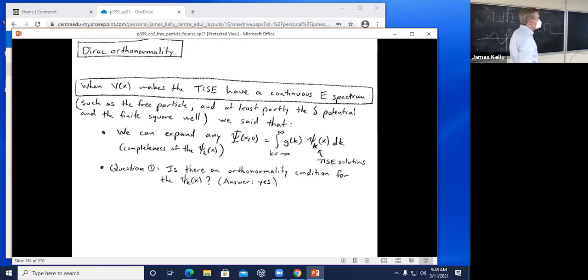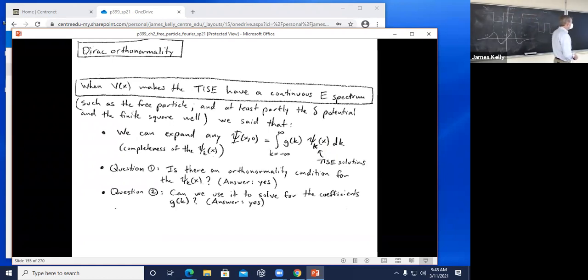So we want to ask the same questions: can we do the same thing with these g of k's that we did before? First of all, for these functions psi k, where k is a continuous value, is there some sort of orthonormality condition? And the answer is yes, even though it's a little bit different than before. It involves a Dirac delta function rather than a Kronecker delta function.